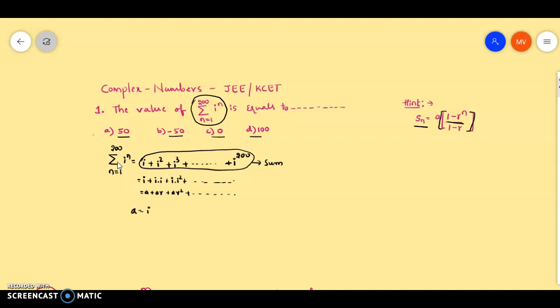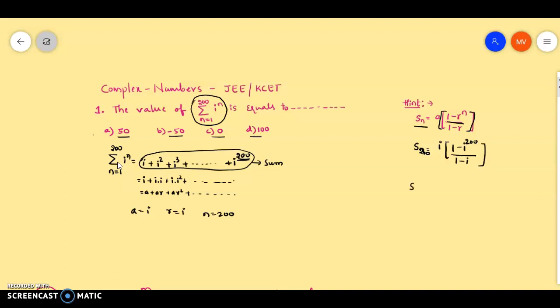i, and the common ratio r value is also i. Okay, so by taking this we use the formula, that is Sn, the sum of n terms. So here the n value is 200. So S of 200 is equal to a value i into bracket 1 minus r value i to the power 200, divided by 1 minus r value, which is i.